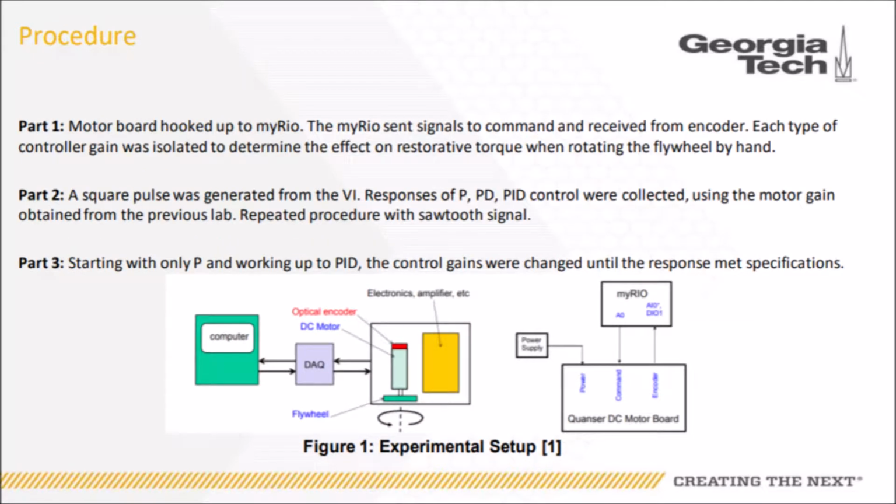There are three procedures conducted in this lab. In the first part, the motor board is hooked up to the MyRio. The MyRio sends signals to the command and received by the encoder. Each type of controller gain is isolated to determine the effect on restorative torque when rotating the flywheel by hand.